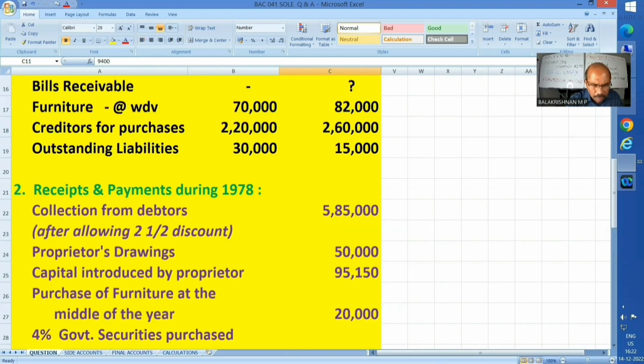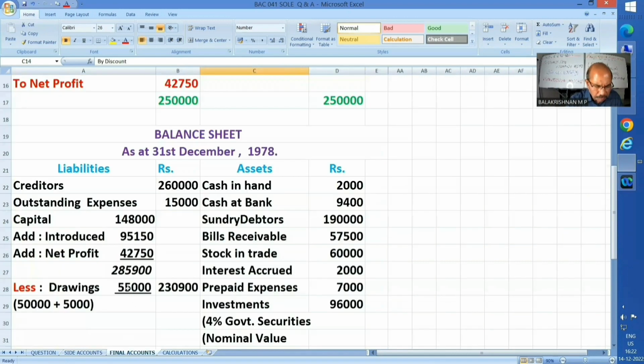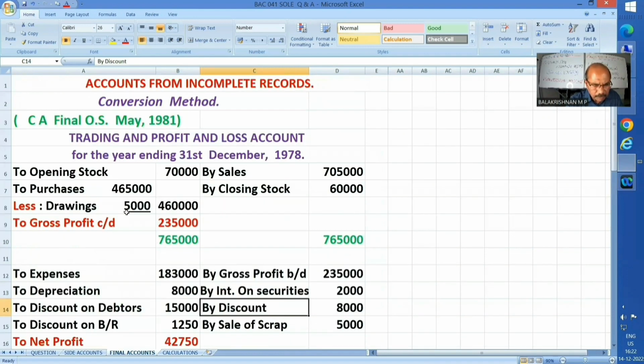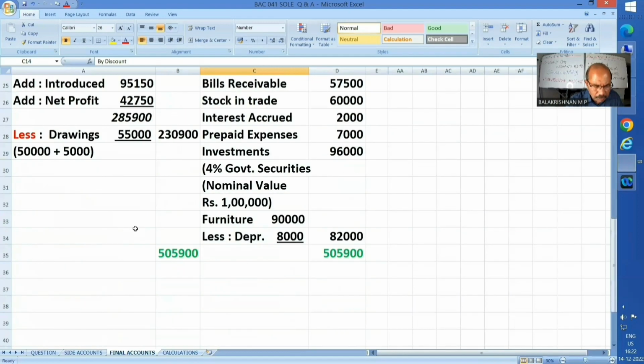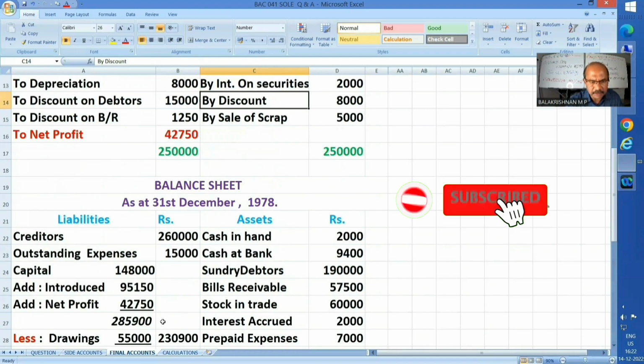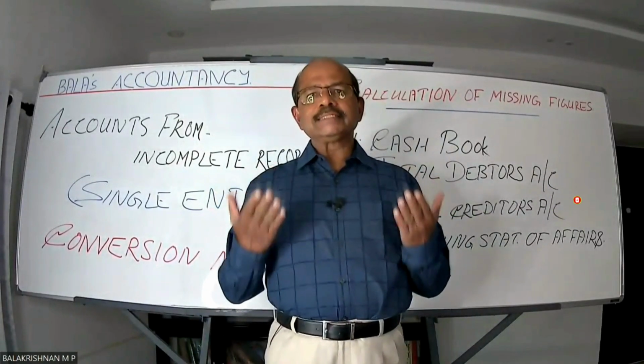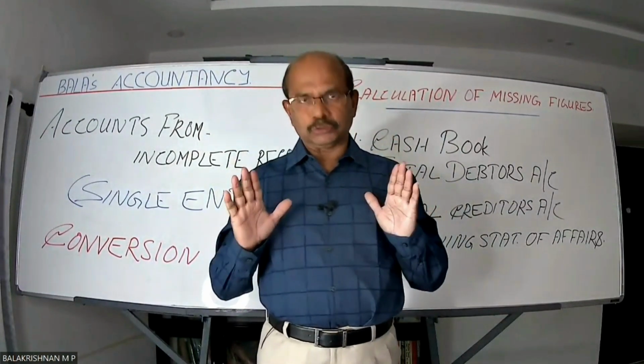Drawings, whatever drawings they have given, 50,000 only, whereas we are showing it as 55,000. Why? We know that the 5,000 of goods taken is also drawings only. So total drawings is 55,000. And my latest capital is 2,30,900. So that side and this side both are 5,05,900. It is tallied. I hope I explained everything, right? I hope this sum has benefited you a lot.